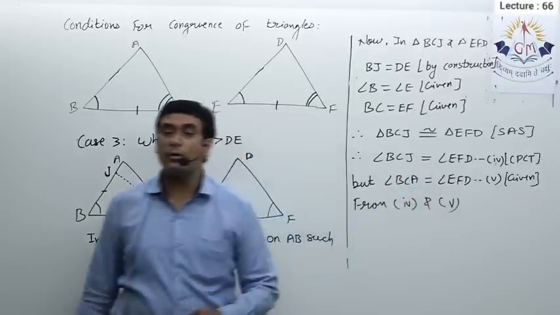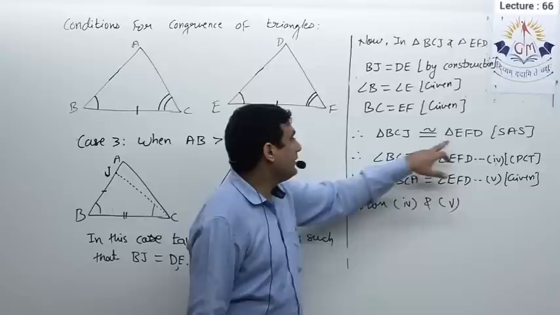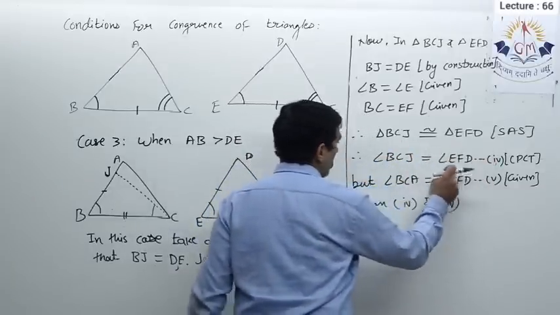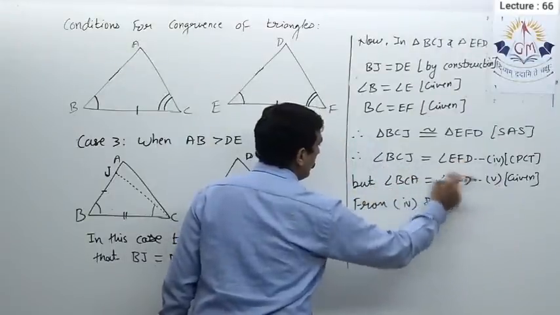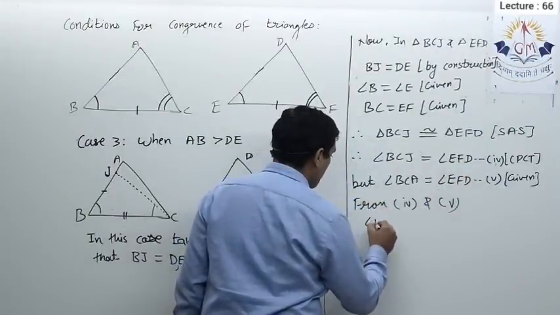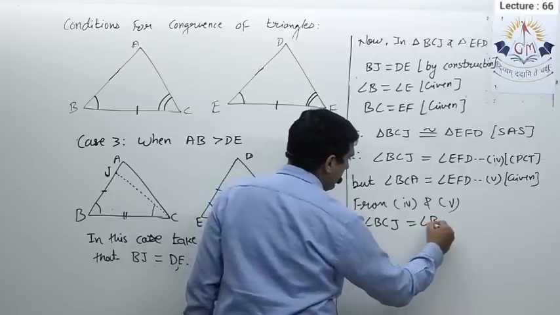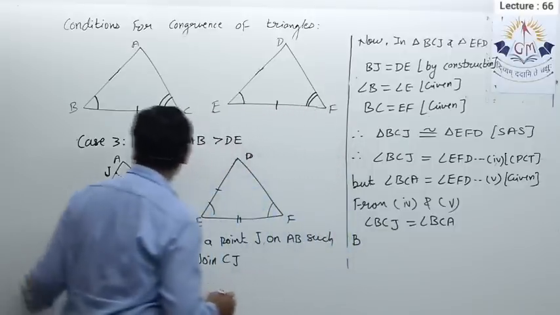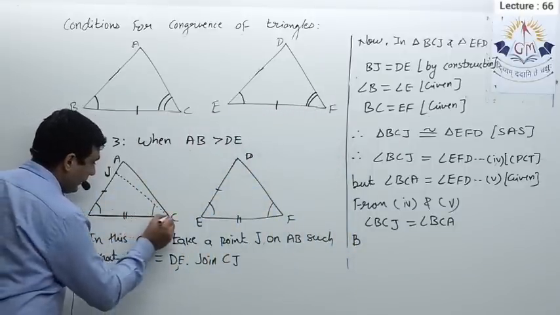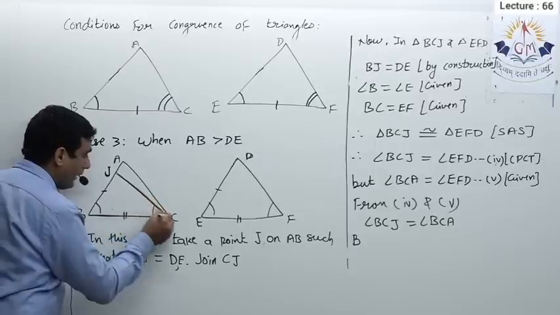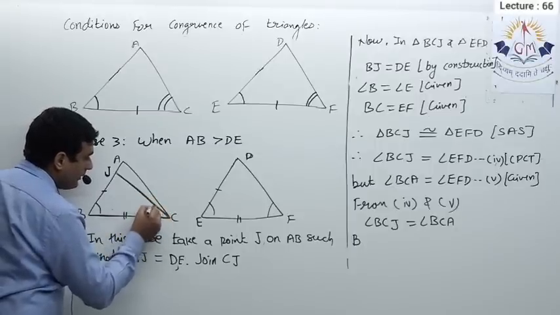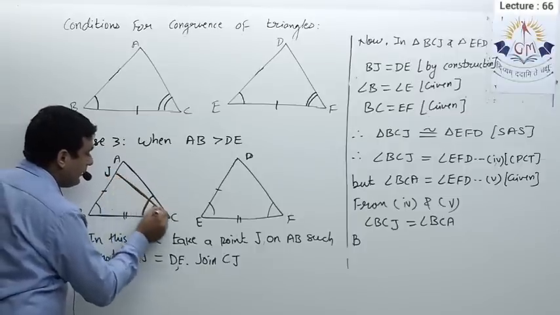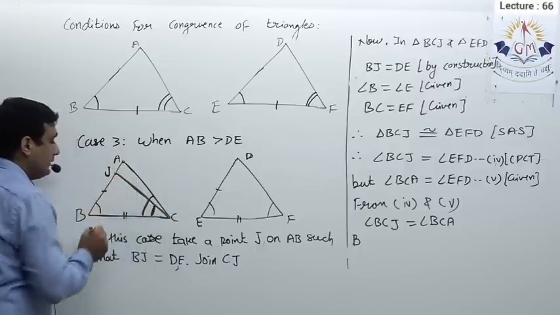So from the 4th and 5th, as the right hand sides are equal, the left sides will be equal, by Euclid's axiom: things which are equal to the same thing are equal to each other. Therefore angle BCJ is equal to angle BCA. But again here I came to a contradictory statement. This smaller angle is equal to this larger one, but this is only possible if AC coincides with CJ, or A coincides with J.